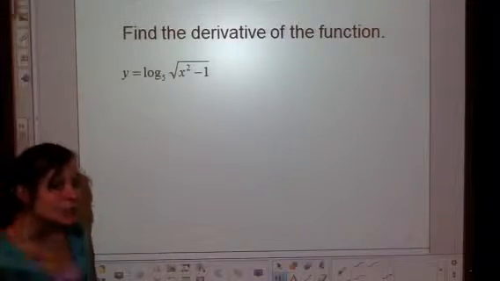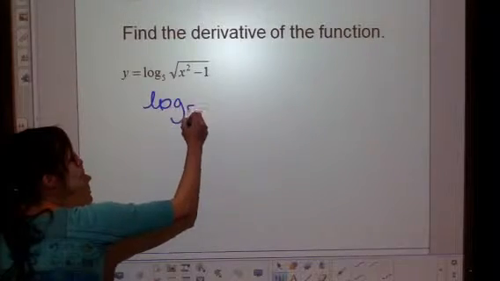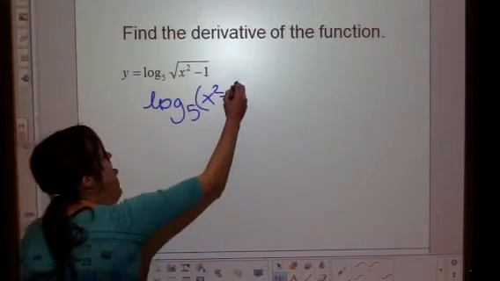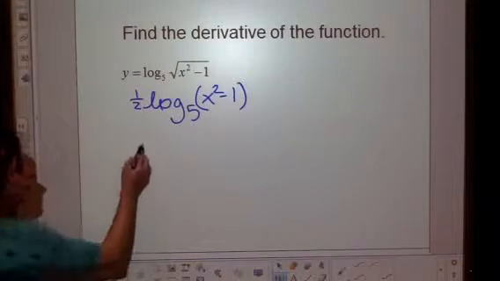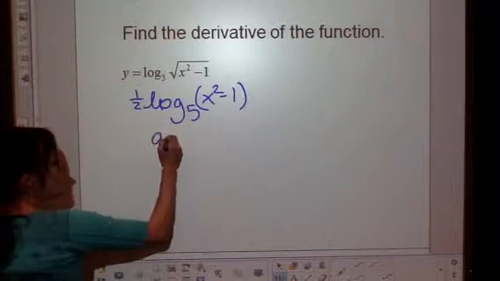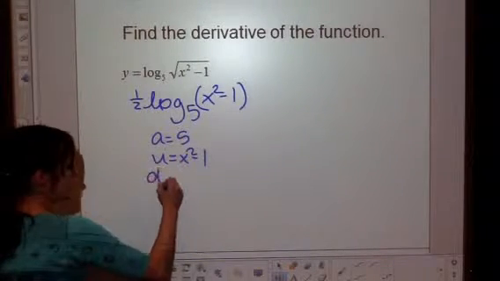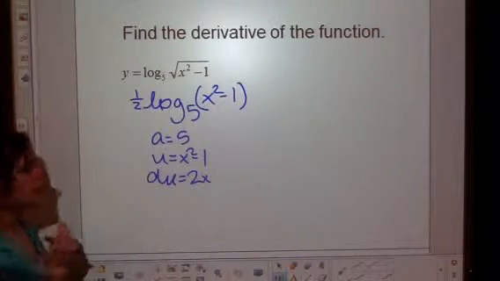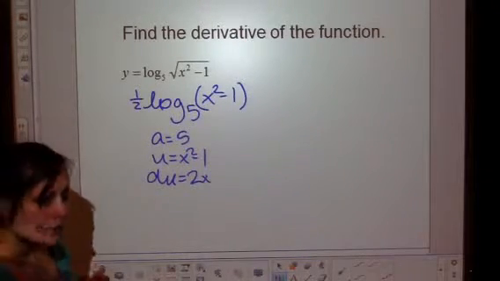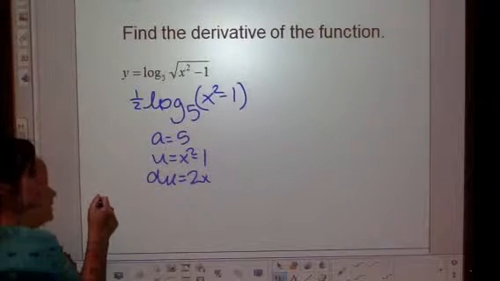So, do this logarithm one on your own. You should rewrite with an exponent of a half, so it becomes a coefficient in front of a half. So a is 5, u is x squared minus 1, and du is 2x. You also could split that apart, now that I see that, and make it x plus 1 times x minus 1 and make it a little bit easier. But you don't have to, that would be extra credit.